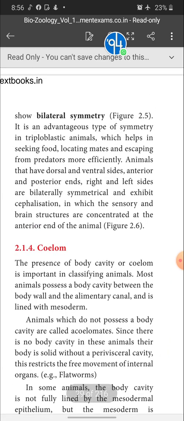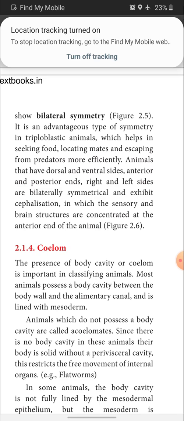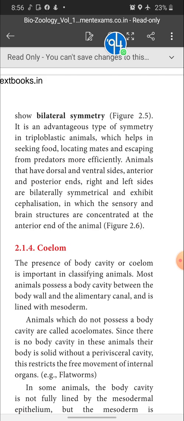So bilateral symmetry. It is an advantageous type of symmetry. Which is the advantageous type of symmetry? Bilateral symmetry. That is, through one central axis, through any one plane alone, we can cut the organism into two equal halves. Okay, so this is called bilateral symmetry, and this is the advantageous type of symmetry in triploblastic animals, which helps in seeking food, locating mates and escaping from predators more efficiently.